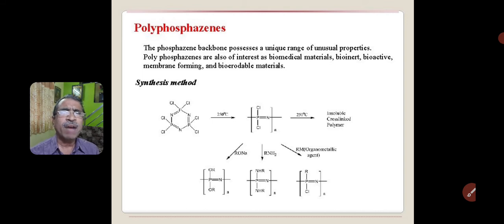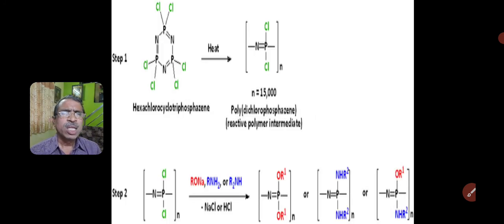Here I have shown how the polyphosphazenes can be synthesized. This synthesis I have already explained in the previous slides. So this is also another synthetic way in which these things can be done. This slide shows the preparation of phosphazenes. This preparation also I have explained in my previous slides.